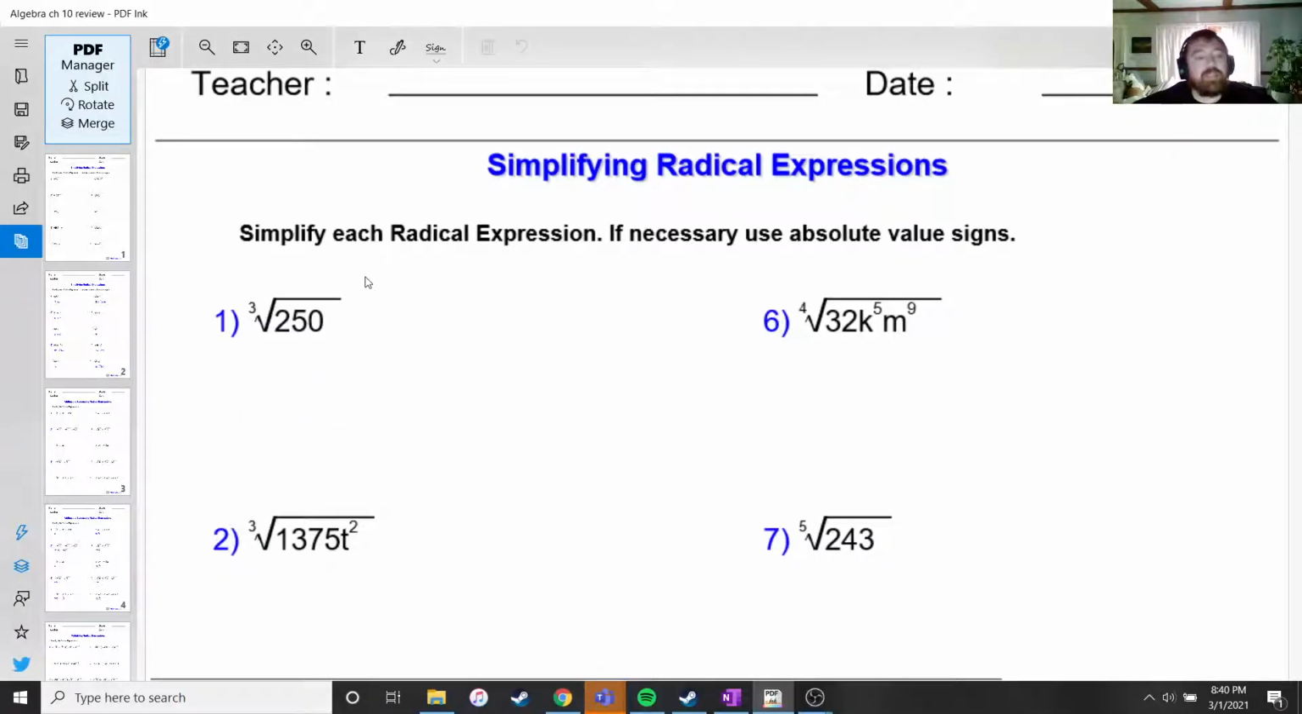Hey guys, so today we are going to work on some radical expressions and just basically do an overall review for your test that you got on Wednesday.